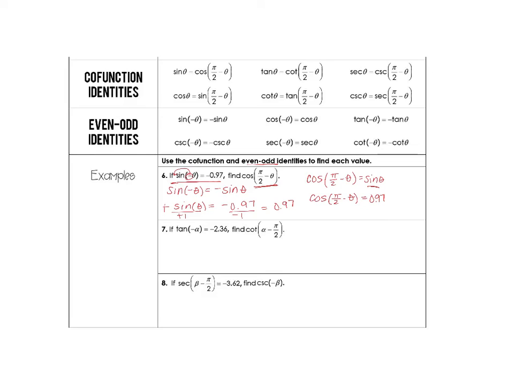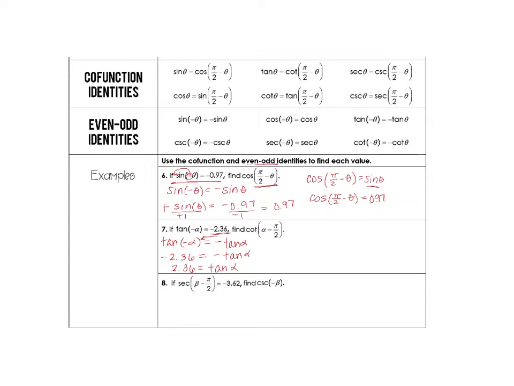So first, let's go see what tangent of negative alpha is going to be equal to. And if we look up in our formulas, we see that that's equal to negative tangent of alpha. And so now I'm going to replace over here our value with what we're given. And that's going to be equal to negative tangent of alpha. So we see that 2.36 is equal to tangent of alpha.